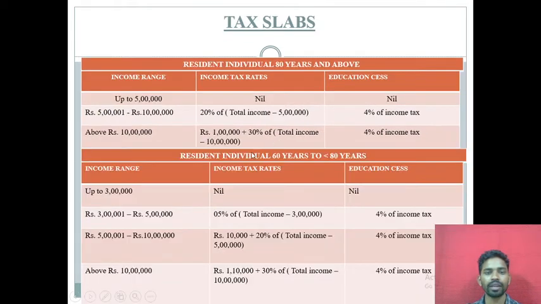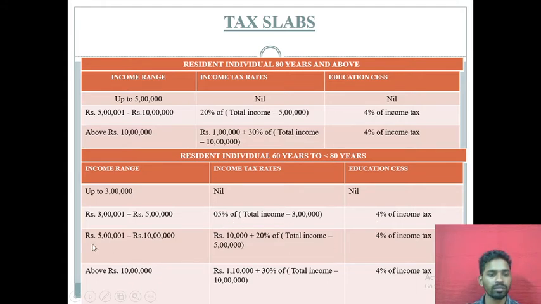Next category is resident individual 60 years to less than 80 years. What are the tax slabs? Up to 3 lakh, there is no need to pay income tax or the education cess. But for 3 lakh 1 to rupees 5 lakh, he or she has to pay 5%. It means total income minus 3 lakh, and on the remaining amount you calculate 5%, plus 4% of the income tax.